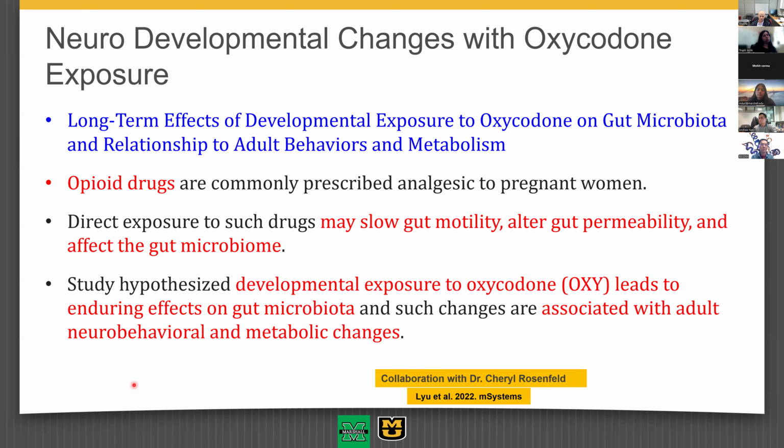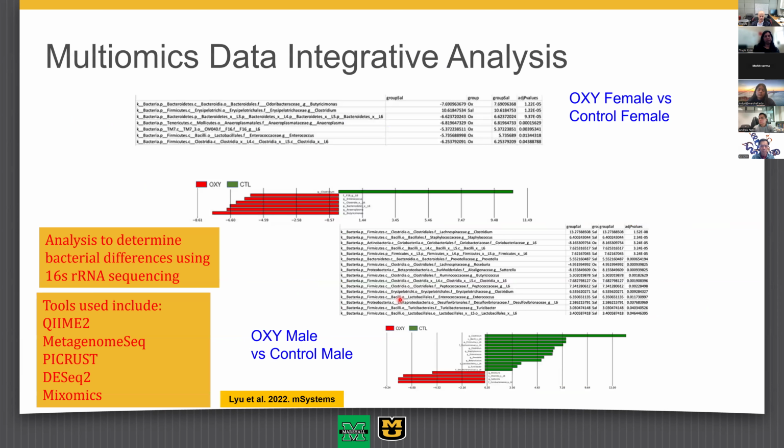Another example in this space that I would like to showcase is this neurodevelopmental changes study with oxycodone exposure. Now, opioid drugs are very commonly given to pregnant women. They do slow motility, gut motility, permeability, and affect the microbiome. And what this study was focused on is looking at mice models who are exposed to oxycodone as to what kind of adult neurobehavioral or metabolic changes are seen and how this sort of translates into the clinical setting.